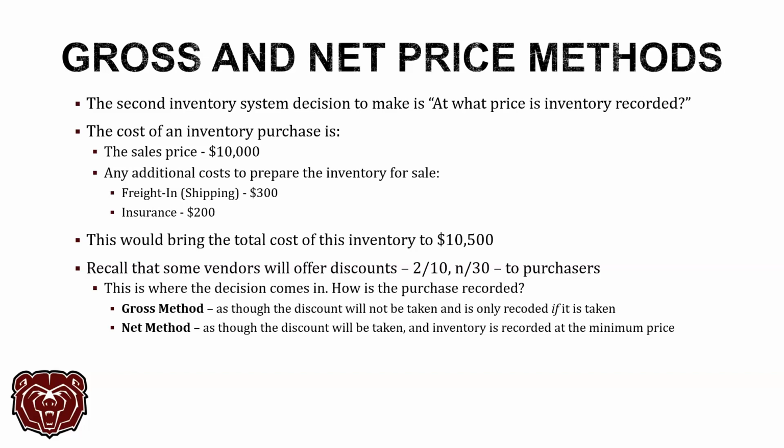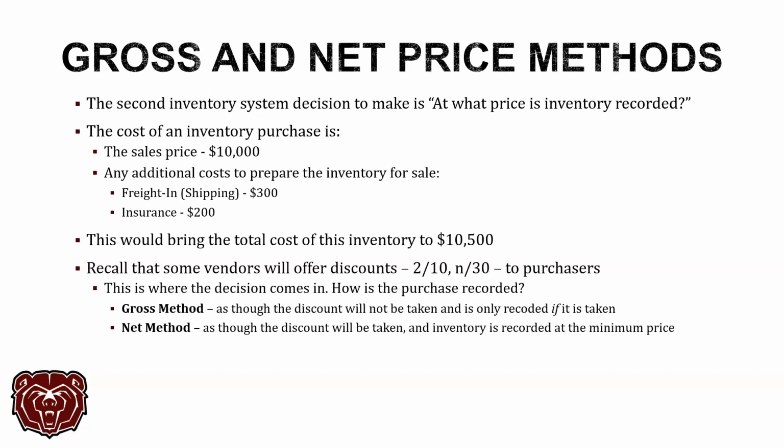Or, excuse me, not chapter 3 for us. It would have been chapter 7 for us. But this is that 2/10 net 30, 2% discount if paid within 10 days, the full amount if paid in 30. Okay. So this is where the decision actually comes in. How do we want to record those purchases?